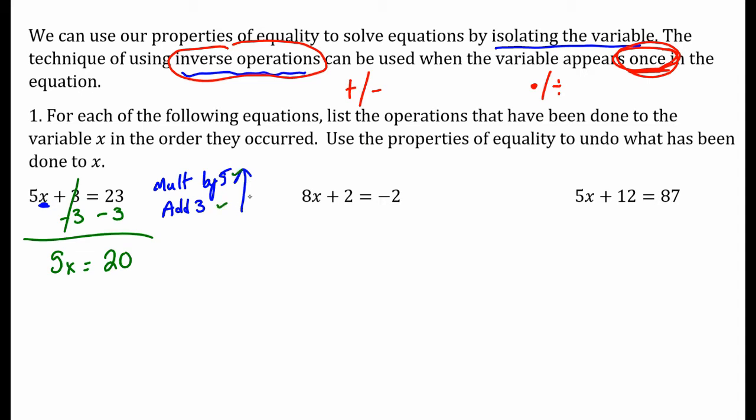So we got rid of the adding 3. How do I get rid of multiplying by 5? Well, I don't care about 5 times x. How do I undo that multiplication? I divide by 5 and get x equals 4. x equals 4 is our solution. How do you check it's a solution? Plug it on in. Let's slide on down to the next one here.